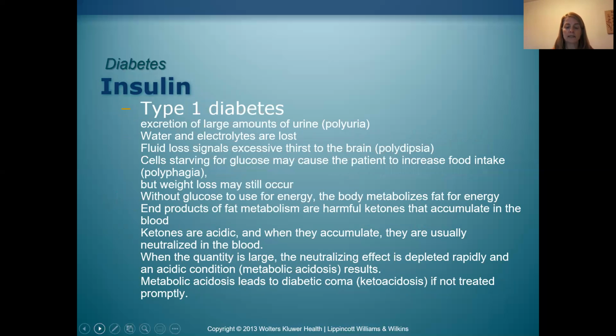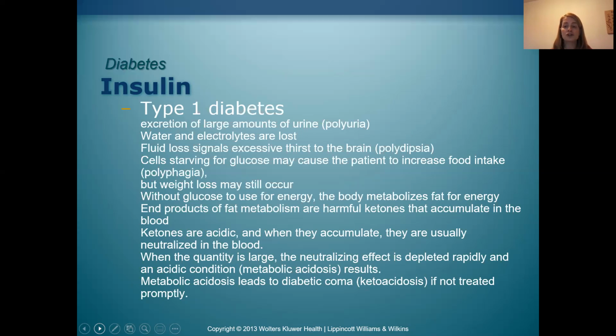In type 1 diabetes, there is less glucose that is transported into cells. So there's more glucose that stays in the bloodstream. So they're hyperglycemic. There's a certain threshold that's reached in the blood, and glucose spills over into the urine. So they have increased sugar in their urine. They excrete more sugar in their urine, so they excrete more urine, polyuria. Water and electrolytes are lost. Fluid loss signals the brain with the thirst mechanism, so polydipsia.